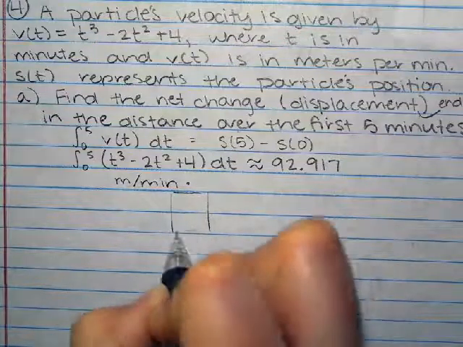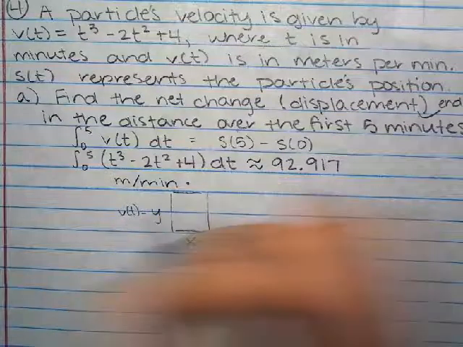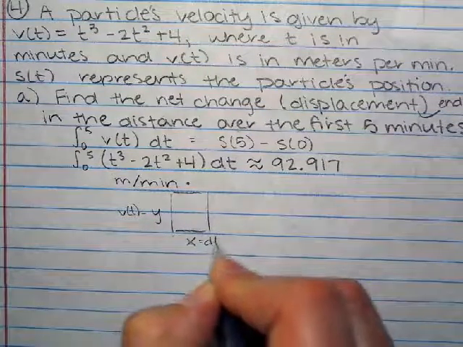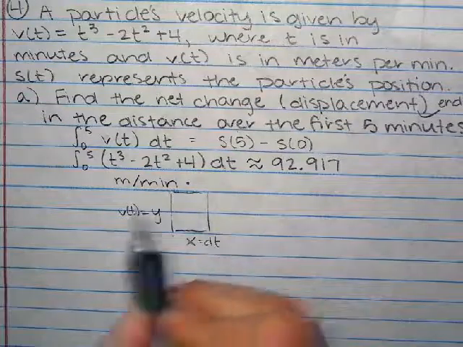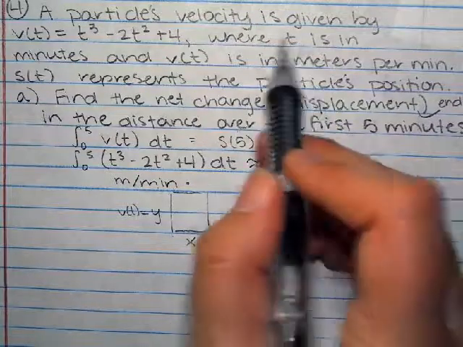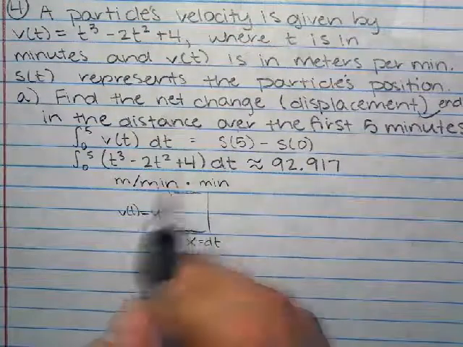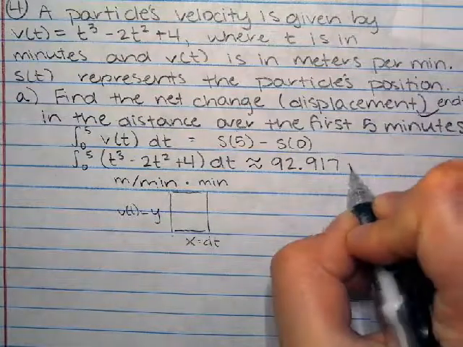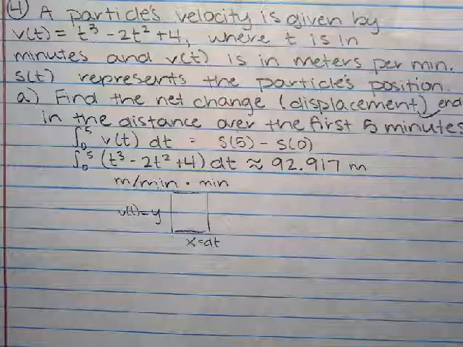So we're going to think this is x, this is kind of like y, which is kind of like our V of t. So we've got each of our rectangles, we've got our width, x is our dt. V of t is y. So we've got our height and we've got our width. Our height is meters per minute. Our width is t, which is minutes. So we got meters per minute times minutes. And what happens if you do meters per minute times minutes? You just get meters.